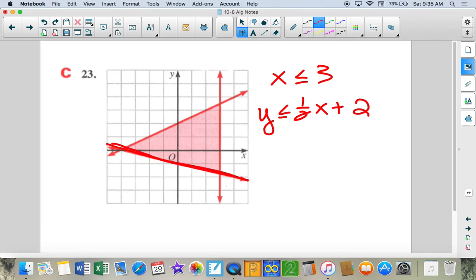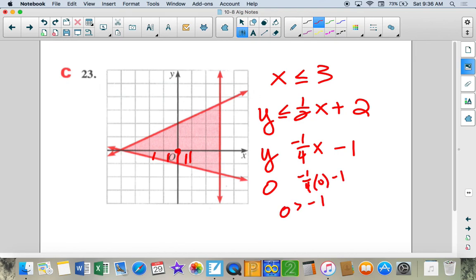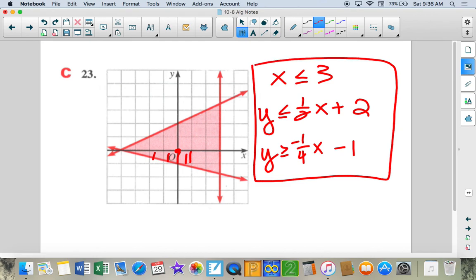Let's do this equation. Crosses the y-axis at -1. My slope is down 1, right 4. So down 1, right 4 gives me -1/4 x minus 1. I know that it's shading up, so 0, 0 is true. So 0, negative 1/4, 0 minus 1, 0, negative 1. I have to make it true. It's also including, so I use greater than or equal to. And the equations for that system would look like that.